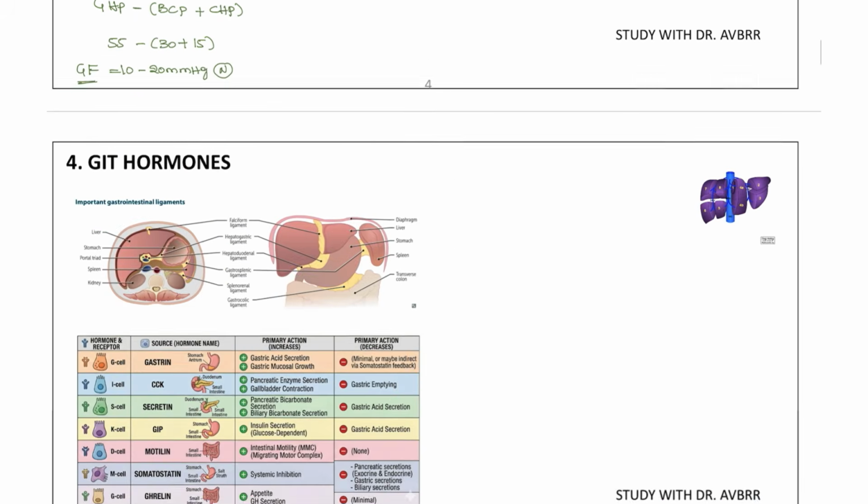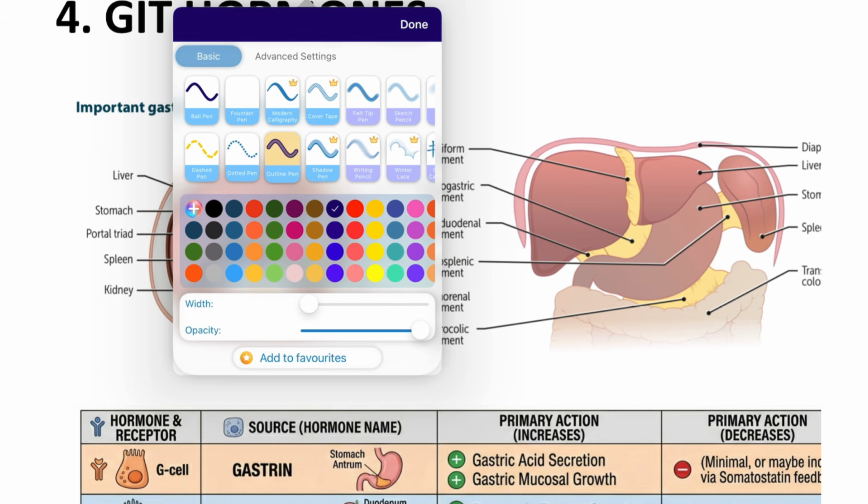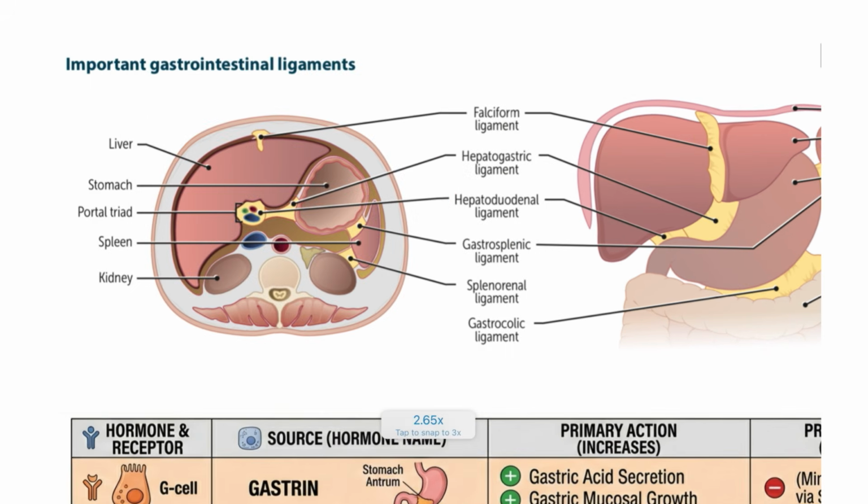Next, let's move on to the ligaments. The gastrointestinal ligaments, the important points that you have to remember, what are the important ligaments? Let's see them one by one. So this is the liver. In the liver, between the right side and the left side of the lobes, if they want to connect, that will be connected by the falciform ligament. That is for the connection of both.